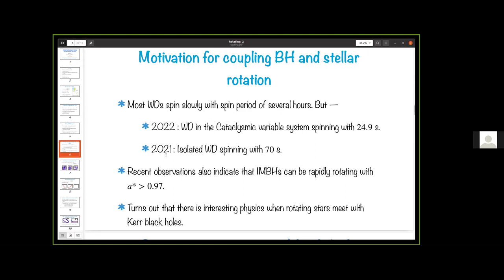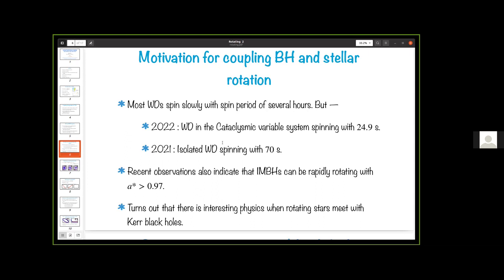In 2022, Pelisoli et al. discovered a white dwarf in a cataclysmic variable binary system with a spin period of 24.9 seconds. On the other hand, in 2021, one isolated white dwarf with mass 1.2 solar mass and spin period of 70 seconds was reported by Kilic et al. Now, this basically motivates us to study the tidal disruption event incorporating spinning white dwarfs in the background of spinning IMBHs.